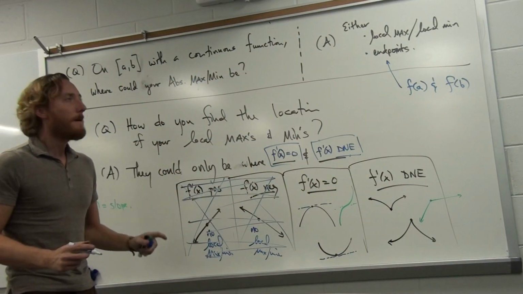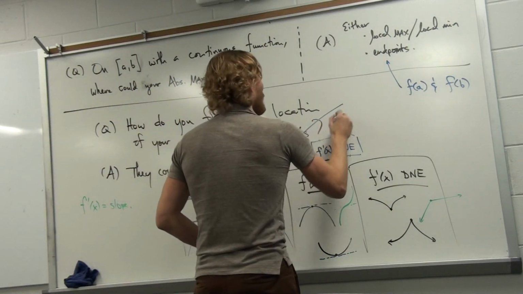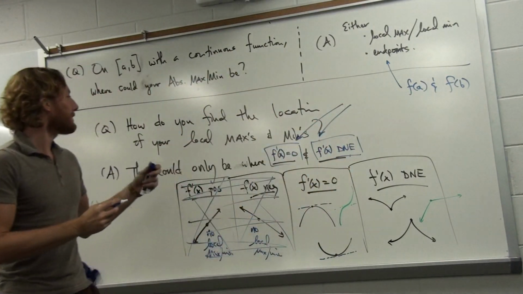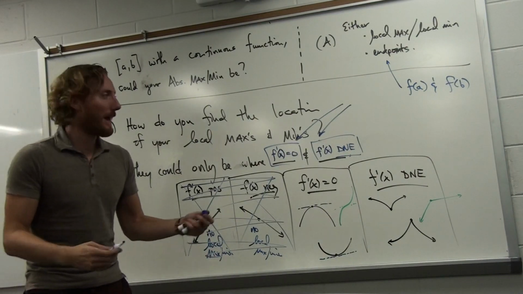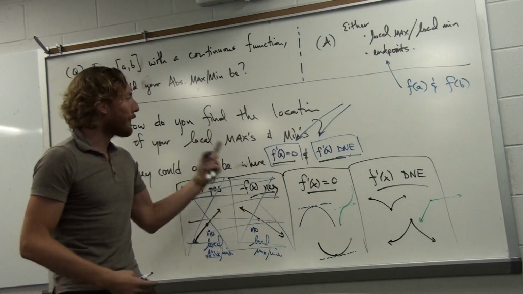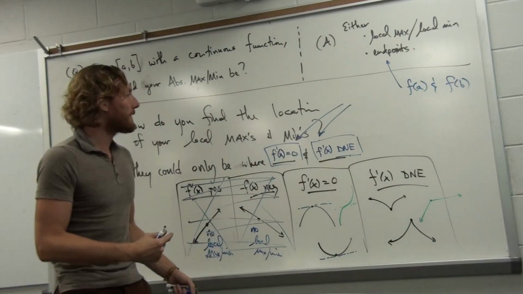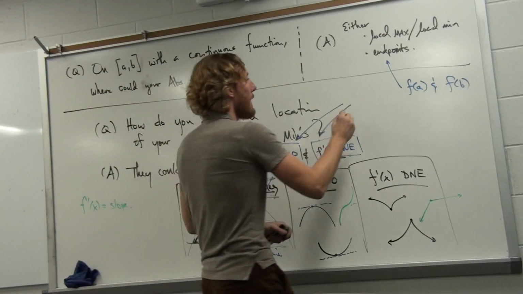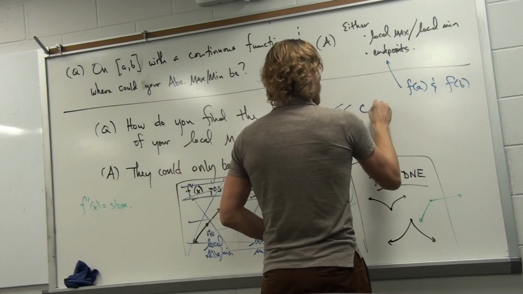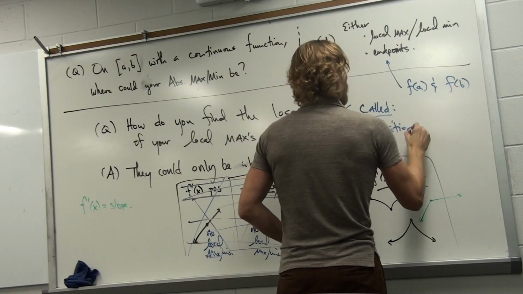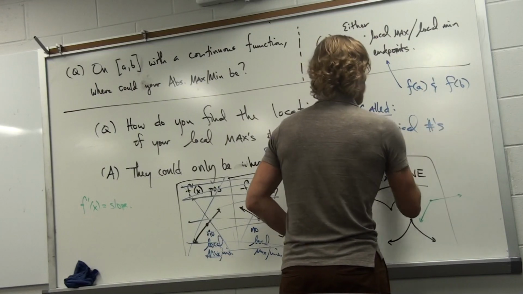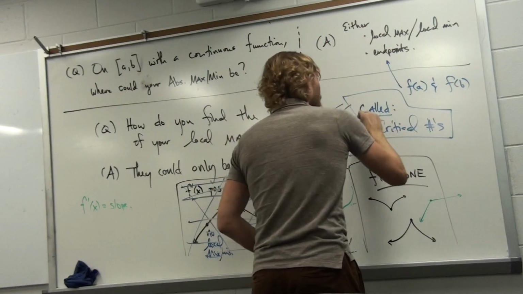And in fact, these points where you could have a local max and a local min, we give language to that because these are special points. Where the first derivative is 0, where the first derivative doesn't exist, where you could have a local max or a min, these are called critical points or critical numbers.